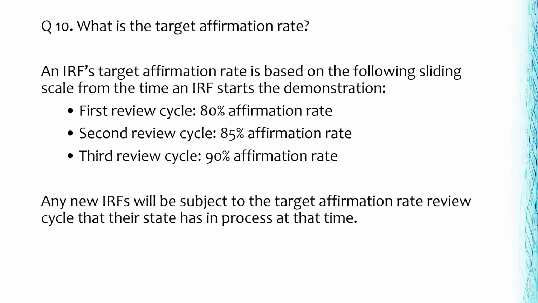What is the target affirmation rate? An IRF's target affirmation rate is based on the following sliding scale from the time an IRF starts the demonstration. First review cycle, 80% affirmation rate. Second review cycle, 85% affirmation rate. Third review cycle, 90% affirmation rate. Any new IRFs will be subject to the target affirmation rate review cycle that their state has in process at that time.